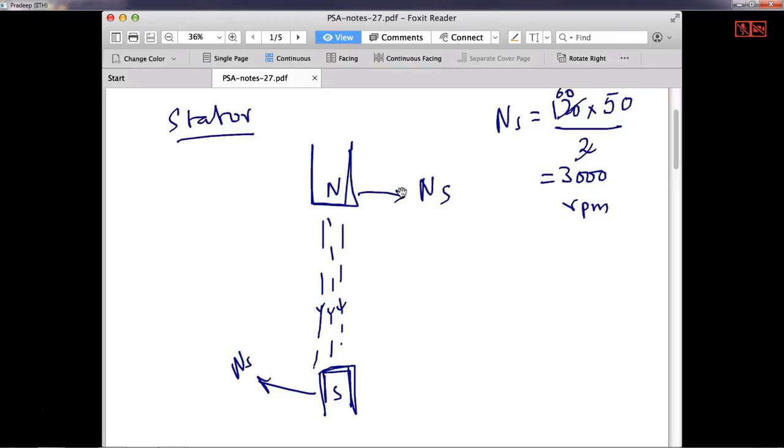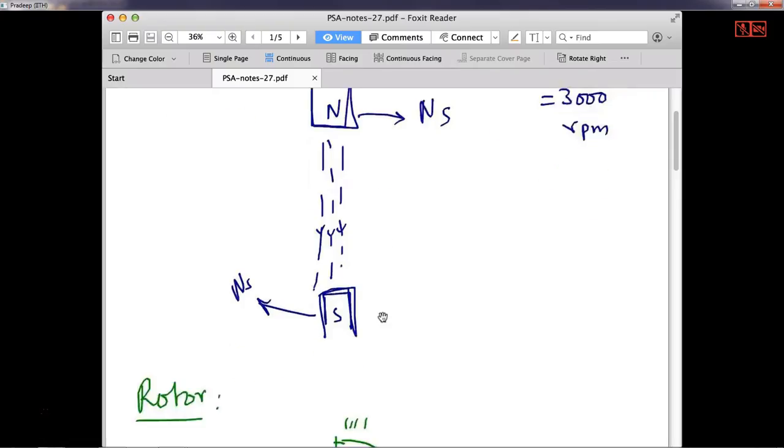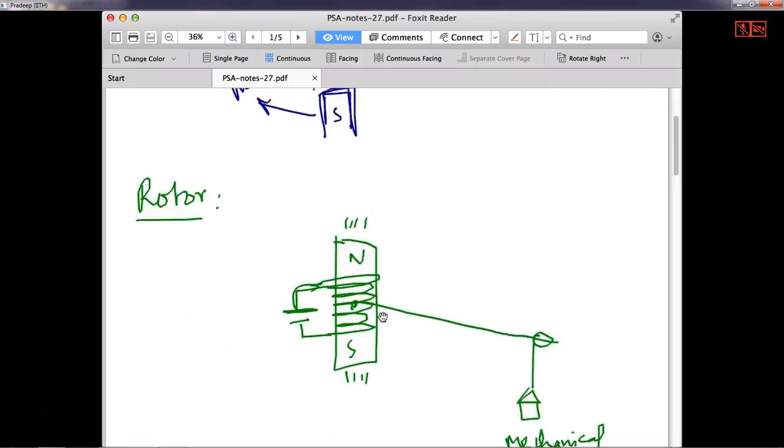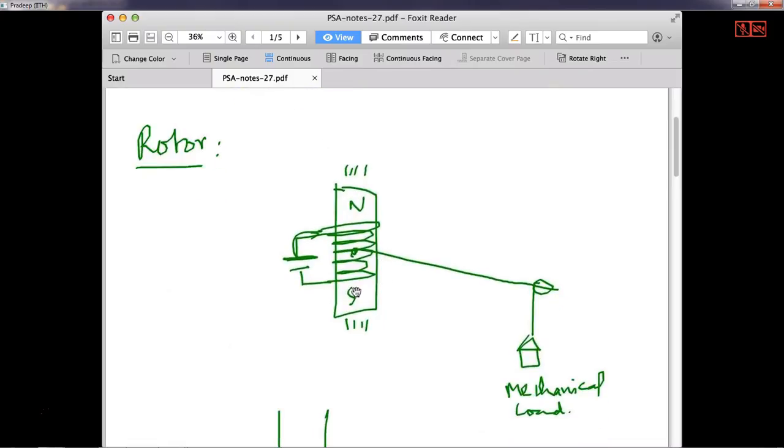They are not actually physical north pole and south pole. These are the poles which are generated out of the rotating magnetic field in the stator. So this is north pole and south pole. This is a magnetic field. That is about the stator. Now coming to the rotor, what we have in the rotor is an electromagnet with a DC current flowing in the electromagnet. As a result, there is a north pole and south pole in the rotor also.